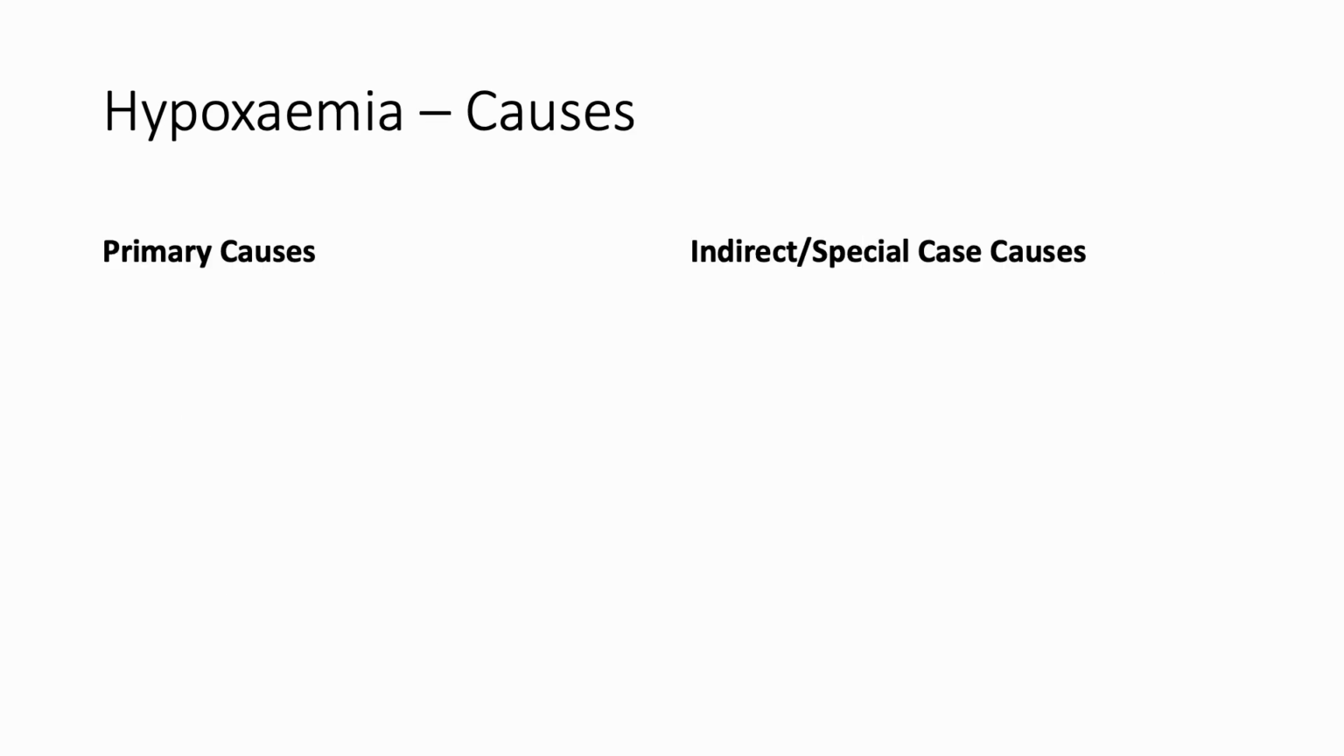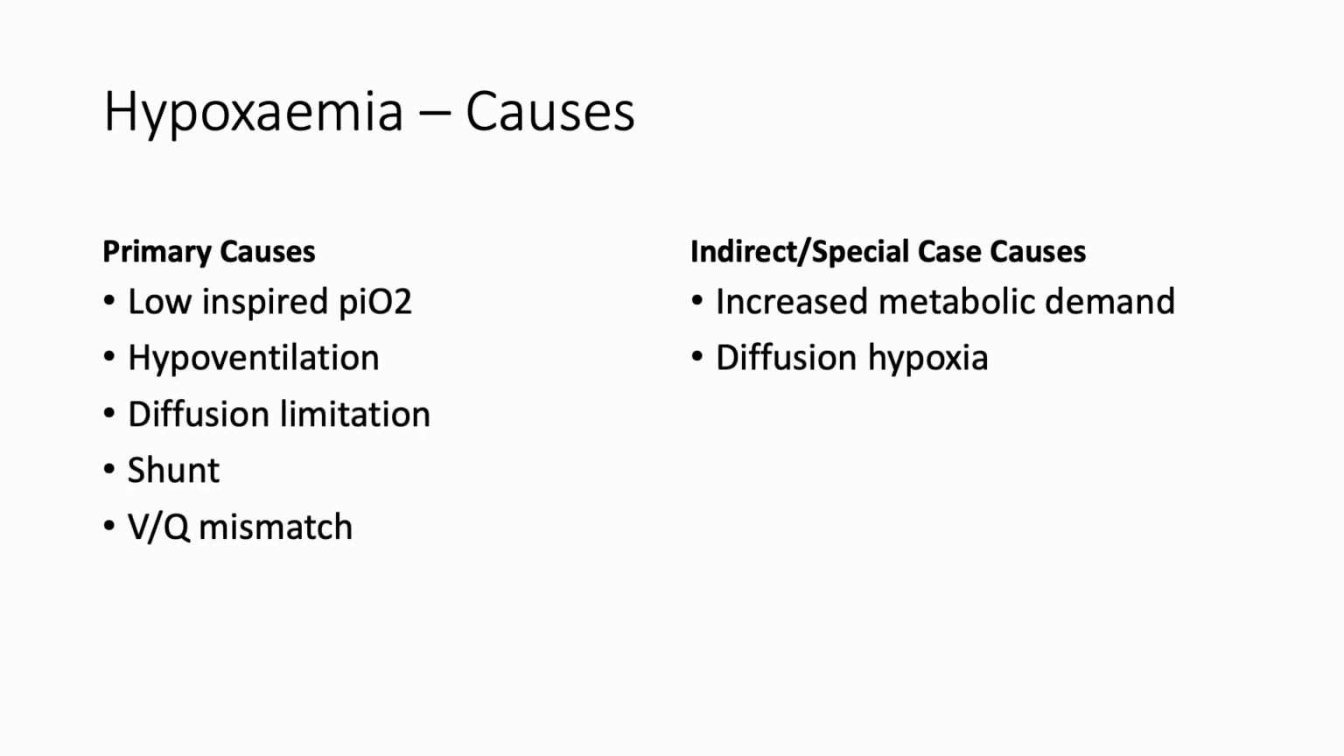For exam purposes, there are only 7 causes of hypoxemia. And so this list of 5 on the left, this is the standard list that you'll see in basically every textbook.